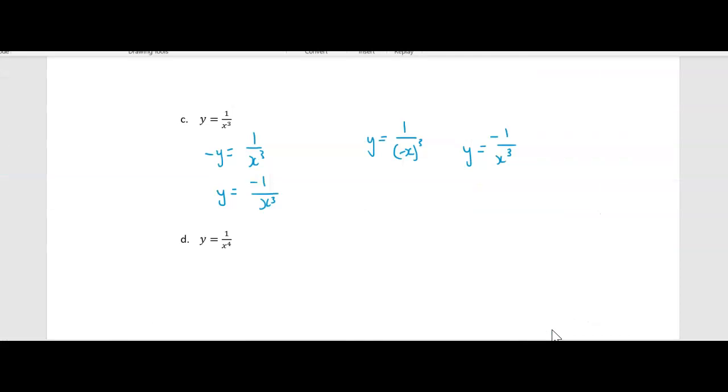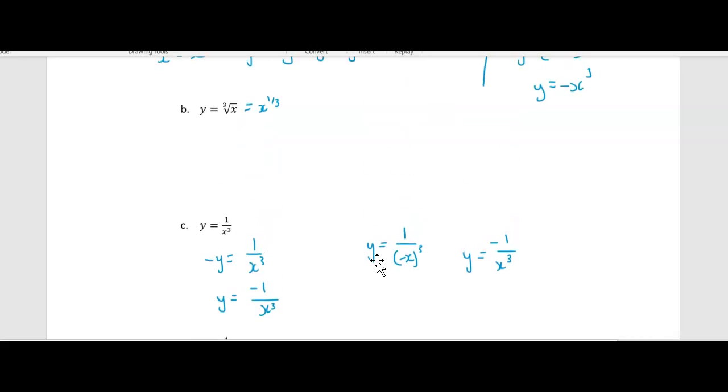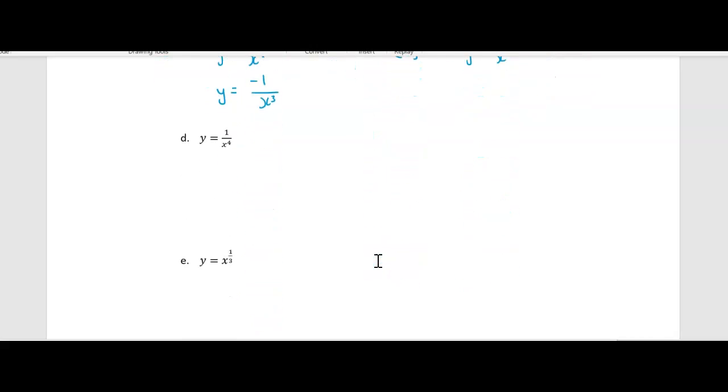Where are we? Let's go back here. All right. E is the same as that cubed root graph before. Okay, so D, this time we've got an even power. All right, we've got x to the power of 4. So let's just do some mapping.